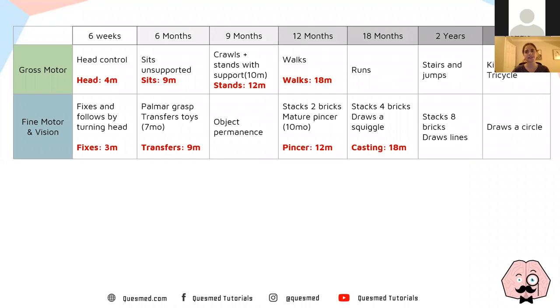So again, just a little summary that we're building up. And I'm hoping by the end, this will be a little bit useful for you guys to see all the skills that a 9-month-old, 6-month-old and so on should be doing.